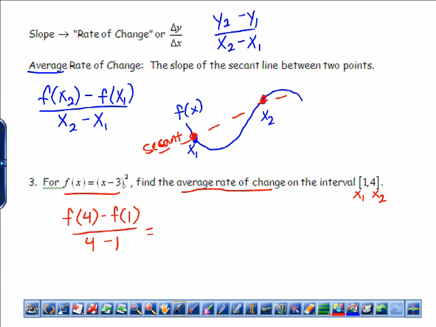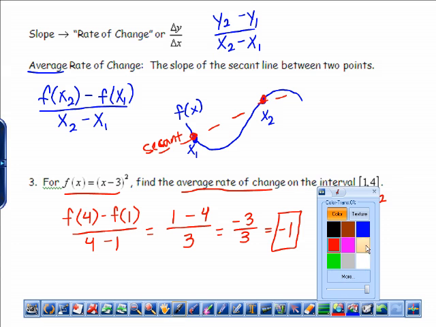So 4 minus 3, that's 1, and 1 squared is 1, minus, and then f of 1 minus 3 would be negative 2, and you square that, you get 4. So it kind of bumped back the same numbers. We have a 3 on the denominator. So 1 minus 4 is negative 3, over 3 gives you negative 1. So in this particular problem, the average rate of change is negative 1.